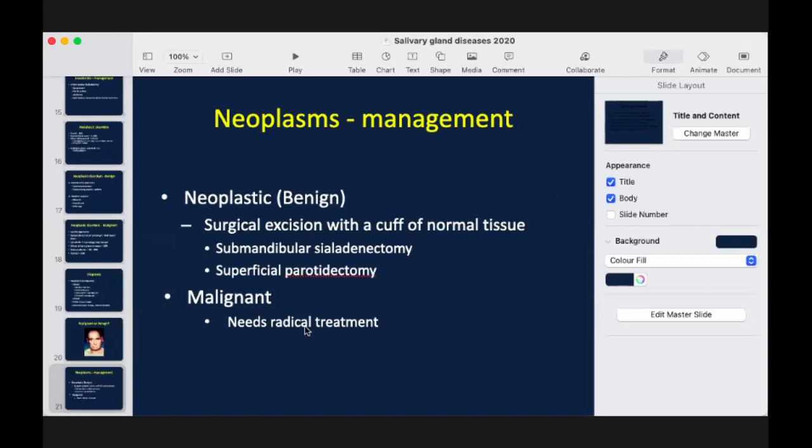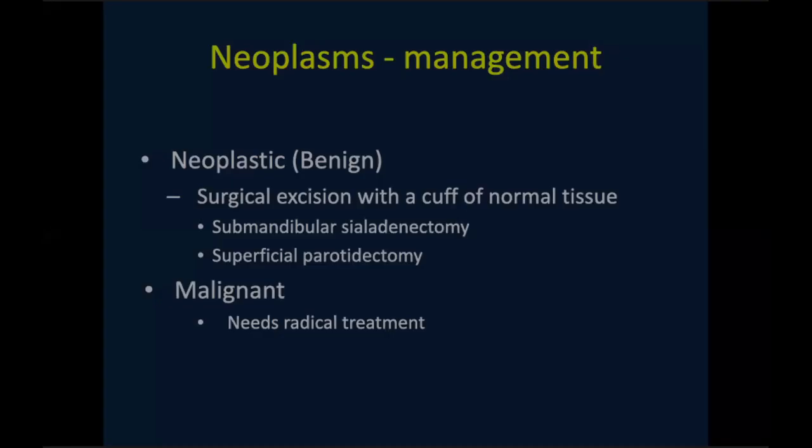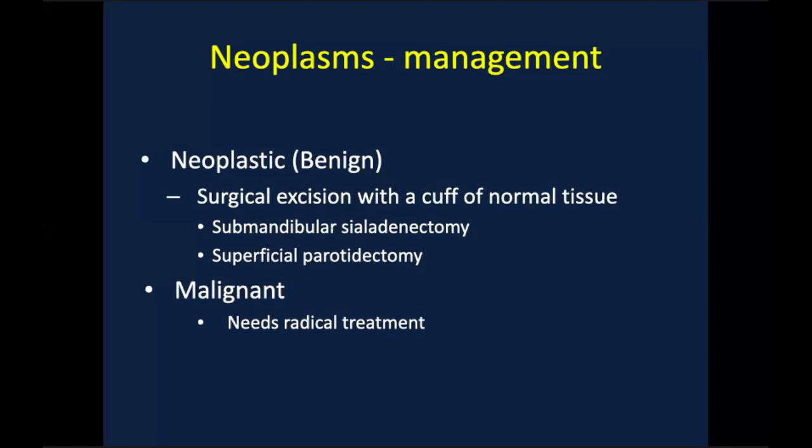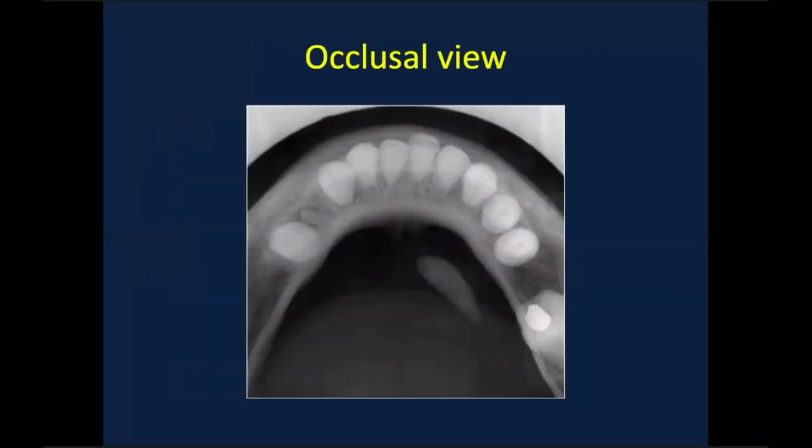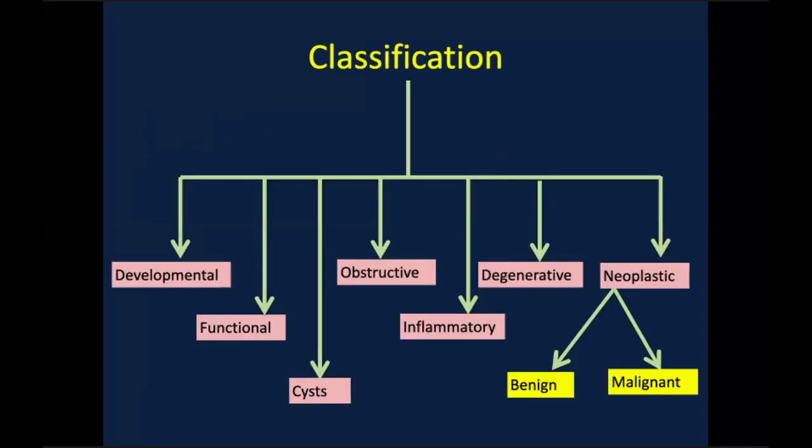So that's what you need to understand, and that's pretty much everything I was hoping to discuss with you about parotid glands and salivary glands. Okay, so if we go to this diagram again, this will tell you everything you need to know. Developmental problems are rare. Functional problems cause increased or decreased secretion. Cysts are common: mucus retention cyst or mucocele, and a ranula. Those are the two types of cysts that you need to know.